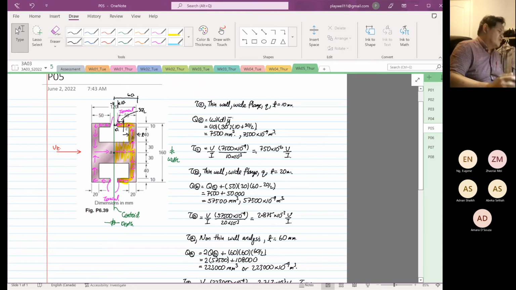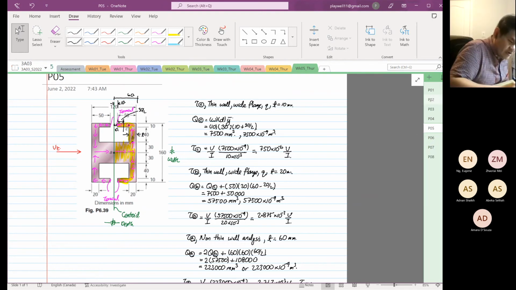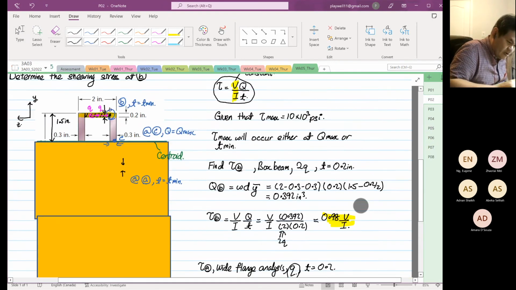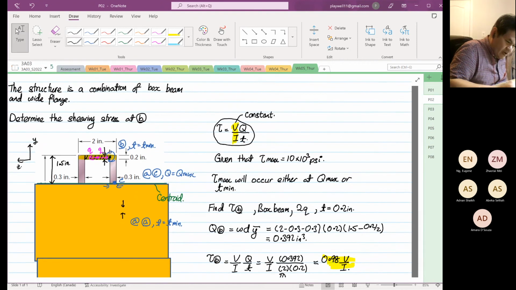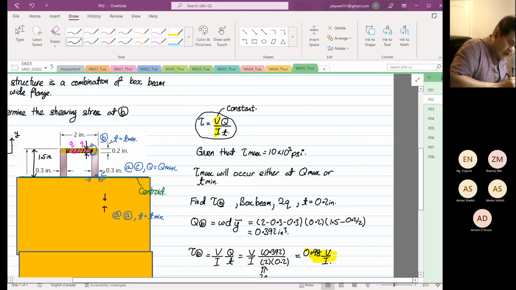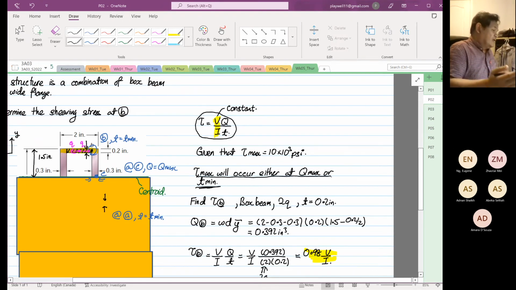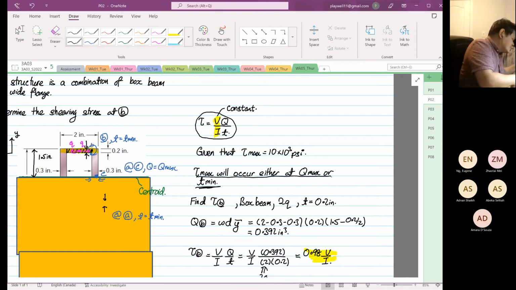Okay, and don't always assume it to be at the centroid. As I said in our example, it is all dependent on the geometry. Tau max will occur either at Q max or at the T mid. Either one. They are competing with one another, so it's the ratio that we have to watch for.